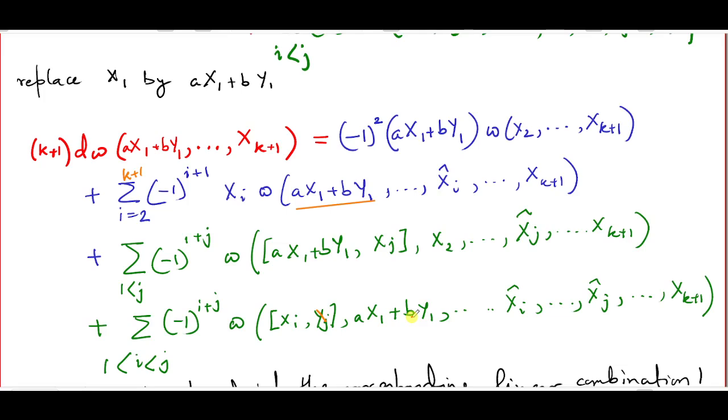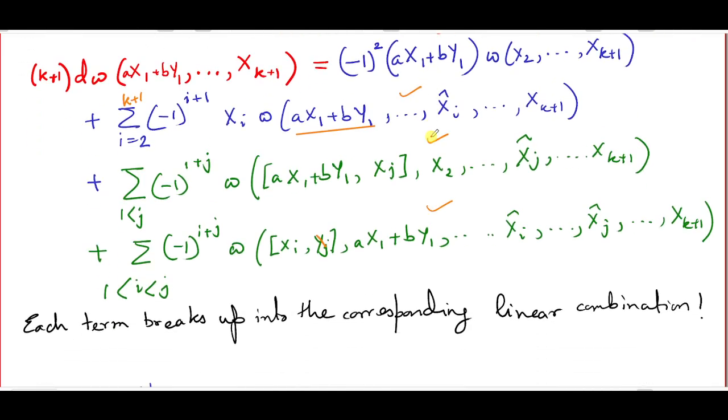Now, the rest of the argument is actually pretty straightforward. It's very, very easy to show that each and every one of these four terms, this single term and these sums here, are actually linearly decomposable. That is, they break up into two pieces, one with a times what would happen if x1 were alone, and the other with what would happen if y1 were alone multiplied by b. So, the linearity in this case is very easy to establish.